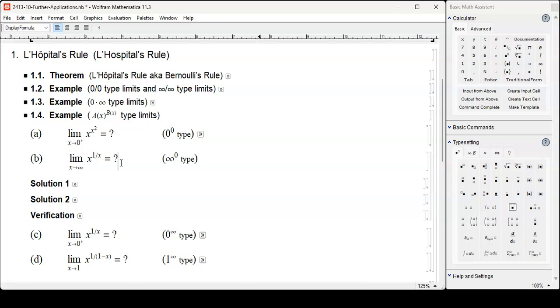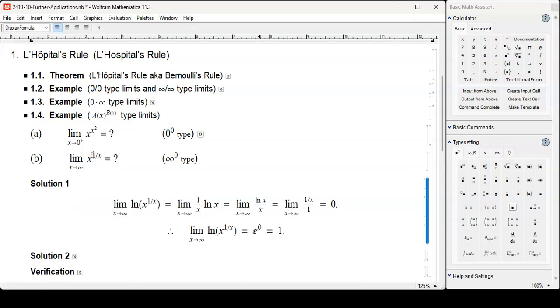Another problem here, and method number 1, take the log. 1 over x comes out, and then we have a fraction, so we can go ahead with L'Hopital's rule. That's easy, we have 0. But remember, that's not the answer. We took the log, so we have to take the exponential back. That is the answer. Many students stop here. I've seen many. That's not the answer. We need one more step.